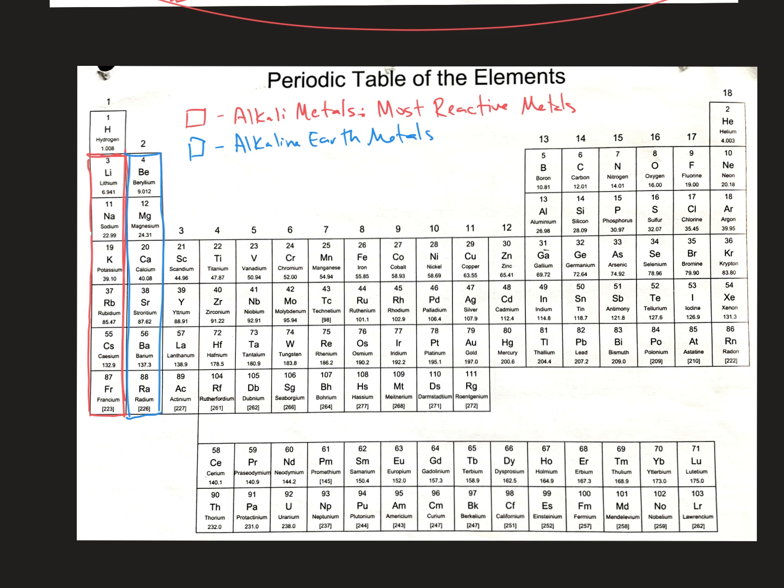And then let's do group 17 on the periodic table. These are the halogens. And halogens are the most reactive nonmetals. And we'll talk about why that is, why these two groups of elements are the most reactive.